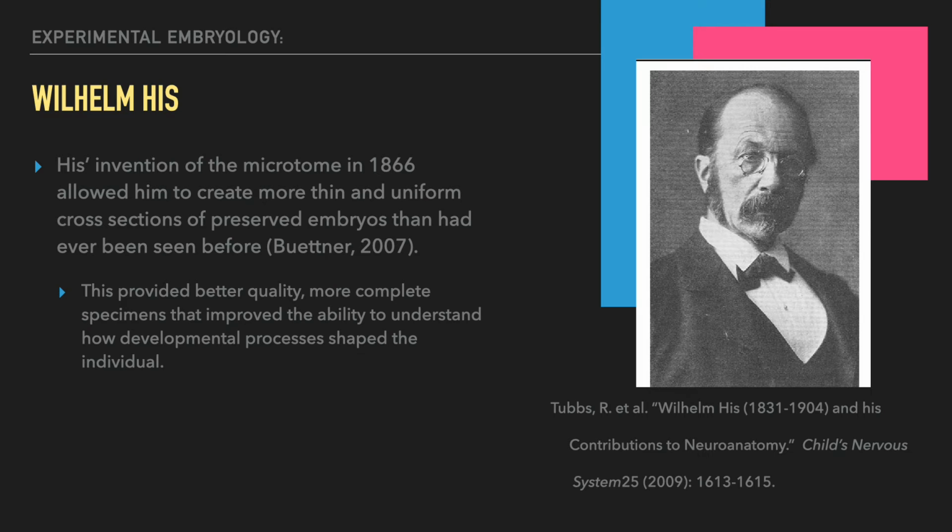We will continue this discussion by laying the foundation for the field of experimental embryology, beginning with Wilhelm His. His invention of the microtome in 1866 allowed him to create thinner and more uniform cross-sections of preserved embryos than had ever been seen before. This provided better quality, more complete specimens that improved the ability to understand how developmental processes shaped the individual.